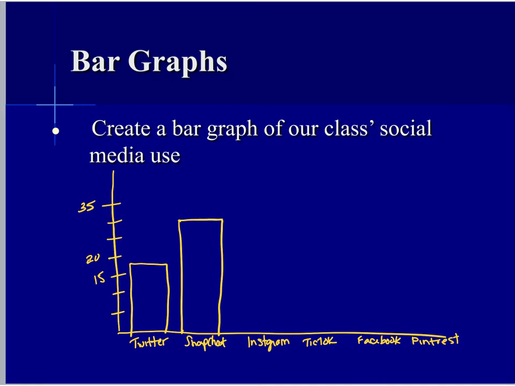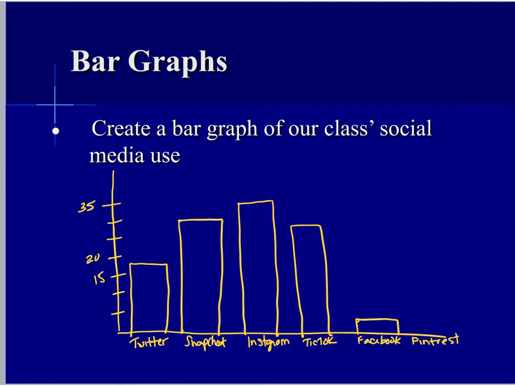Right, so this is the bar chart you made like in elementary school, middle school, when you're asked to display some data. 29 for TikTok, 2 for Facebook, 22 for Pinterest. Okay, so there's your bar graph of our classes' social media use. We can see that Instagram is the most prevalent, with Snapchat being next, then TikTok, and the size of the bars are what tell us that.